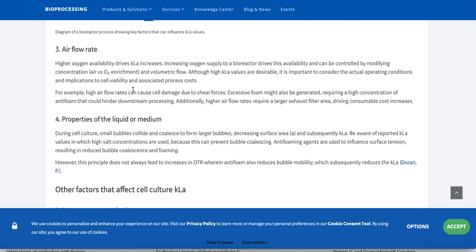Air flow rate. Higher oxygen availability drives KLa increases. Increasing oxygen supply to a bioreactor drives this availability and can be controlled by modifying concentration, air versus O2 enrichment, and volumetric flow rate. Although high KLa values are desirable, it is important to consider the actual operating conditions and implications to cell viability and associated process costs.